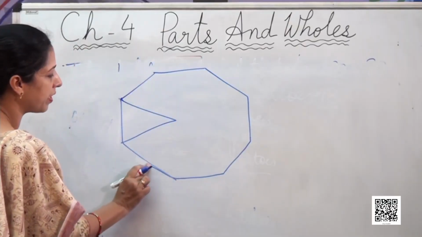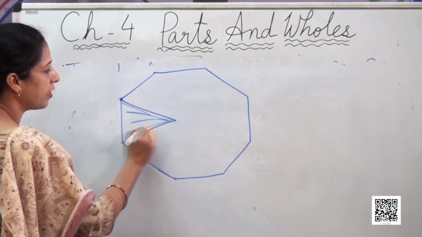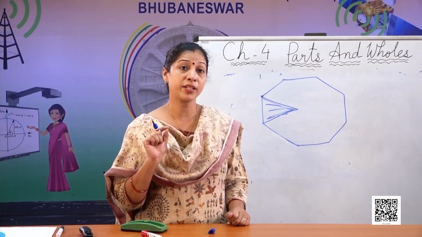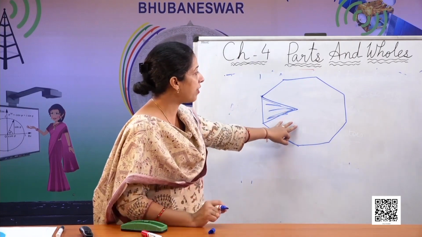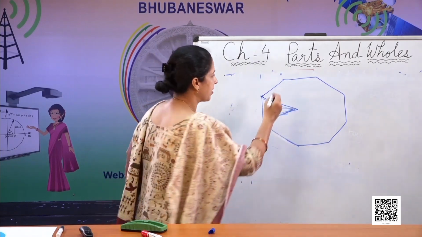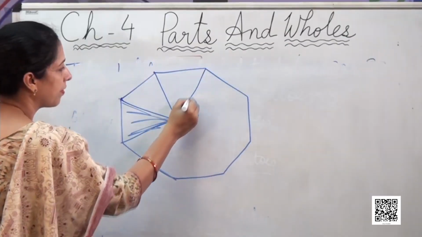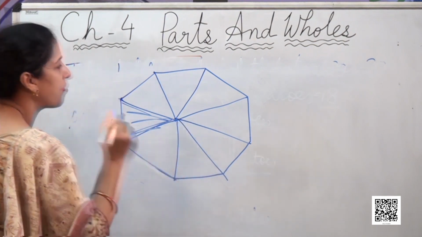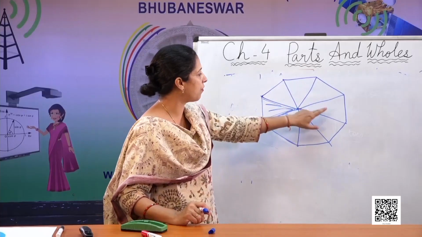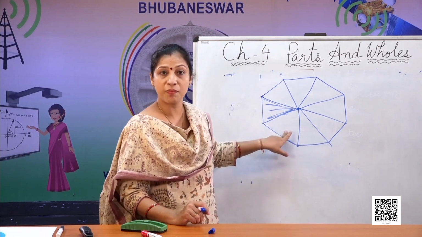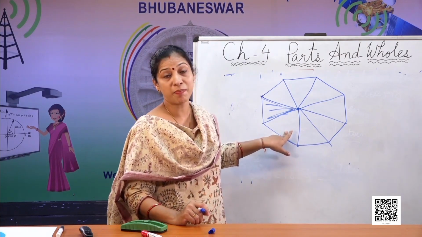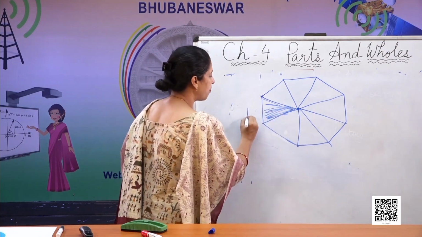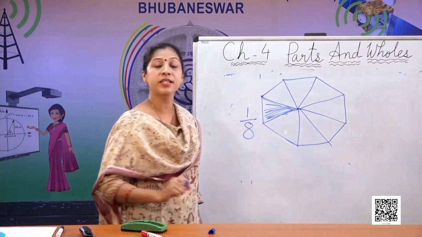You can see from your figure, this part is colored in blue. And we have to find out what are the different parts of it. Now if we divide this into equal parts, so now can you find out 1, 2, 3, 4, 5, 6, 7, 8 equal parts, out of which how many parts are colored? Only one part is colored. So one part out of 8 parts is colored.